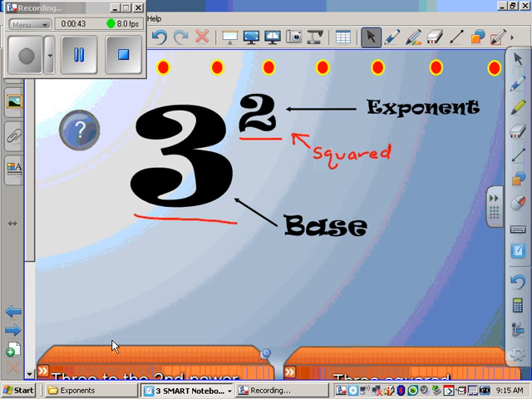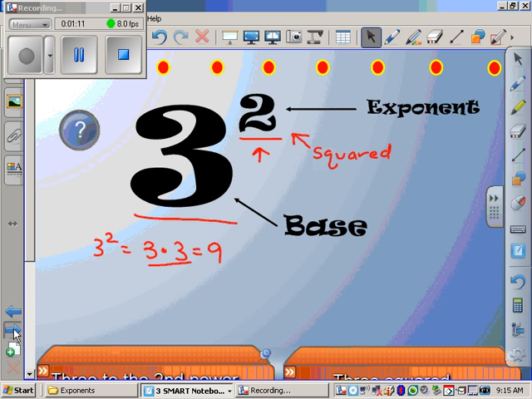Now, what does an exponent mean? An exponent means you take the base and you multiply it by itself the same number of times as the exponent tells you. So you multiply it by itself 2 times, and therefore its answer is 9. So 3 squared means 3 times 3, which equals 9. So the base is multiplied by itself as many times as the exponent tells you to do it.